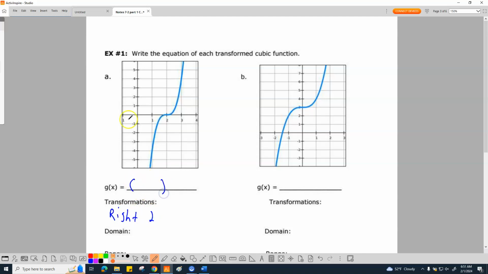Well, I know that left and right movement is dealing with the interior next to the x. So it went right 2. We know it lies, so we're going to put that. Did this point go up or down at all? It did not. So that's our answer right there.